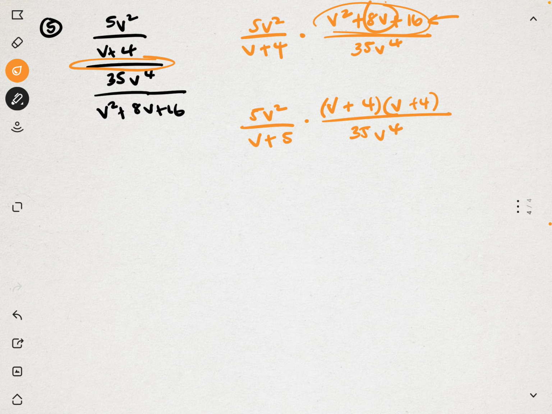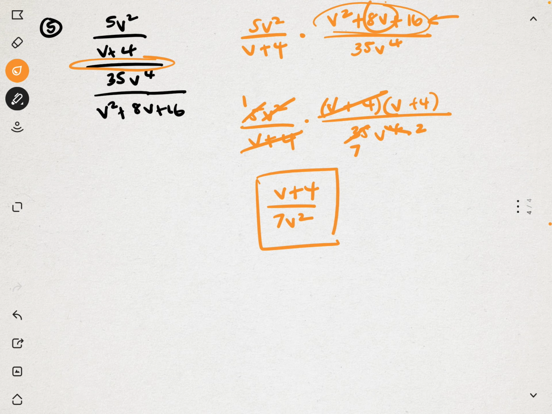Oops, sorry, this isn't 5 here. This is a 4. Okay, so we can cancel one of these with this one. We can reduce 5 and 35. And then we can take 2 of the v's here and cancel them with 2 of the v's on the bottom. So we have v plus 4 left in our numerator. In our denominator, we have 7v squared.